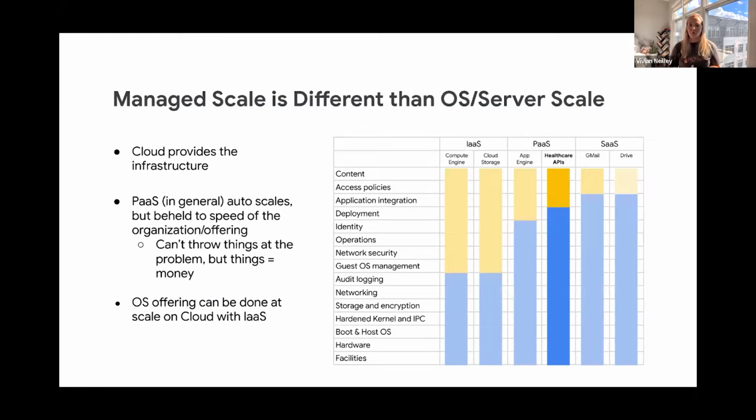In an open source world, if you want to go faster, you can just throw more infrastructure at the problem. That's not always entirely true, there are some caveats with the database and things like that, but in general, more VMs means more throughput. But that also means more money. So one of the trade-offs with managed offerings is that you can go as fast as they will let you for the same amount of price. However, you are beholden to as fast as they will let you.